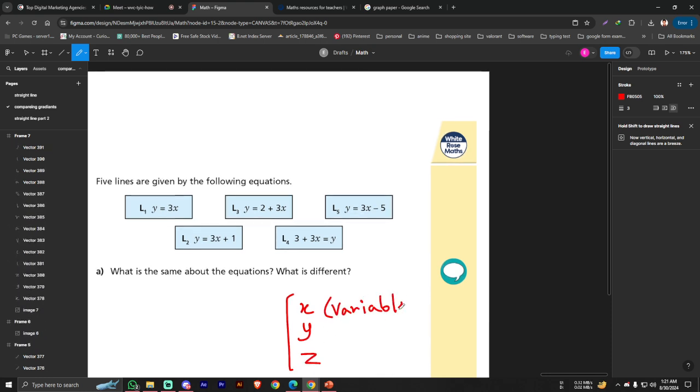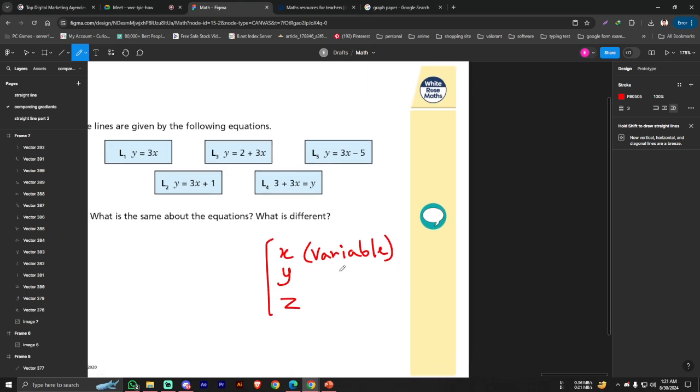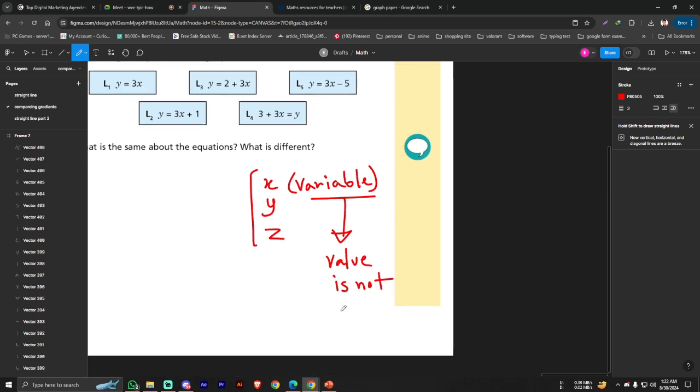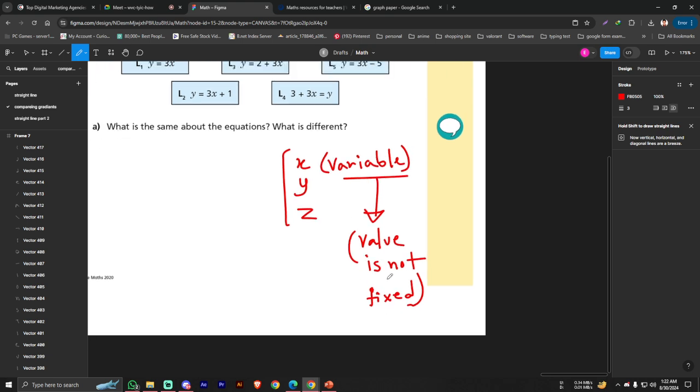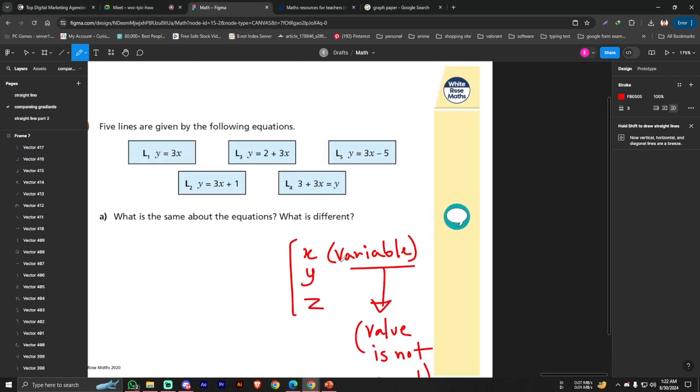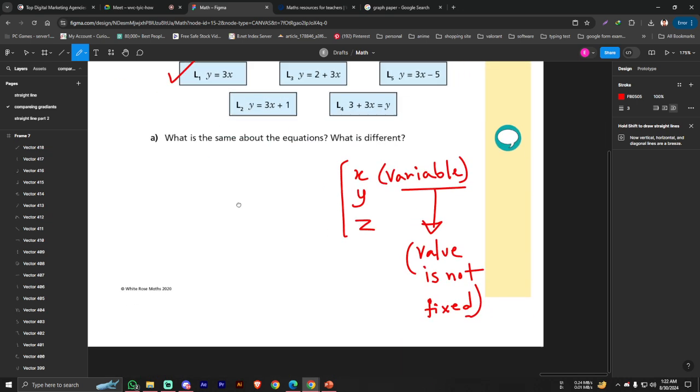Simply we say that a variable's value is not fixed. That means the value is changeable, or we can say the value can change. Why do we say that this is a variable? Because if we take any equation here, suppose I'm taking L1 for now.